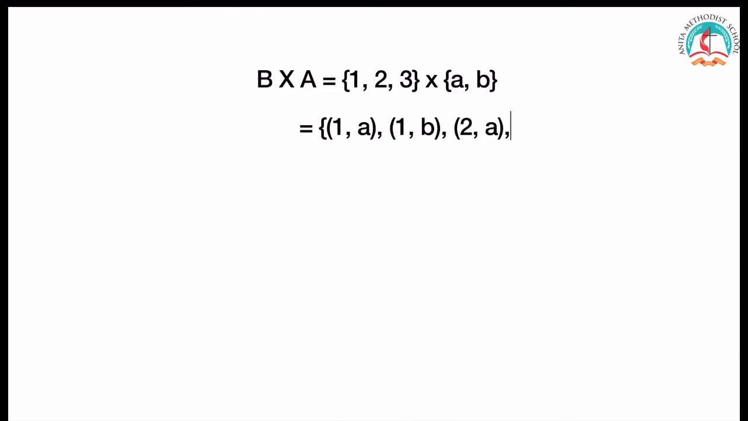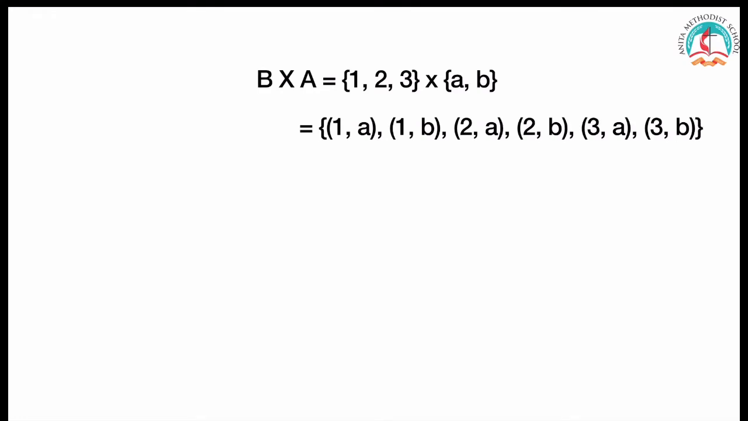Now we are going to find B × A. The elements of B are 1, 2, 3 and the elements of set A are a, b. Now you are going to map 1 with a and b, and 2 with a and b, and 3 with a and b. Then you will get the ordered pairs (1, a), (1, b), (2, a), (2, b), (3, a), (3, b).